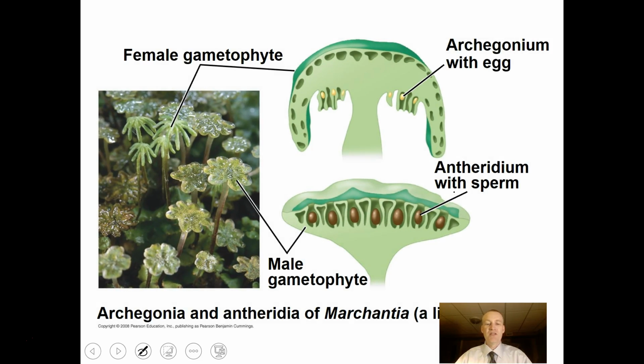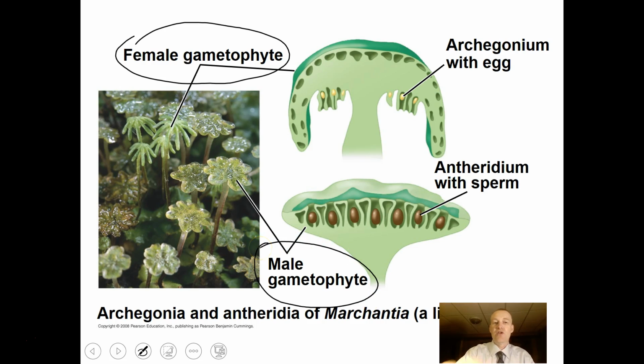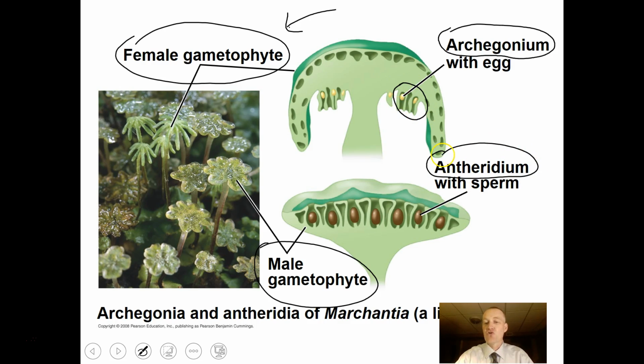So Marchantia has been well studied, and we know that Marchantia has female gametophytes and male gametophytes. The female gametophytes produce eggs. The female structure is called the archegonium. This is the structure that will house the egg. The antheridium is the male structure that will undergo a process to produce the sperm cells.